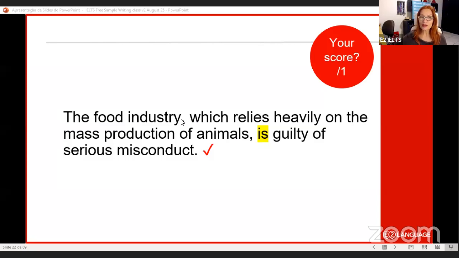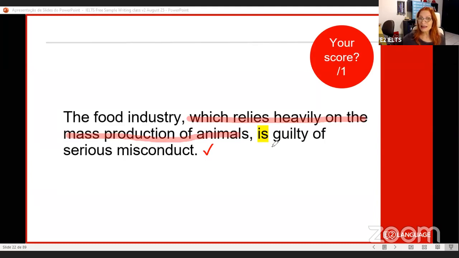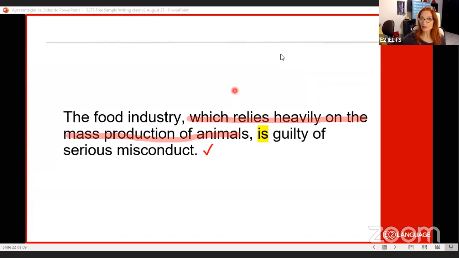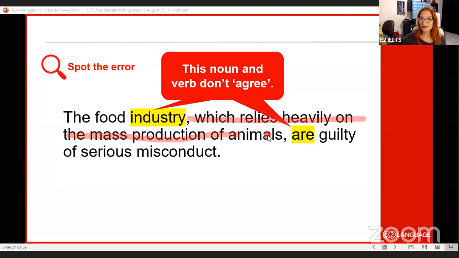So the food industry, let's suppose you eliminate this sentence. The secret of the non-defining clause is that if you eliminate this sentence and you continue reading, the food industry is guilty of serious misconduct. In the previous sentence, it had a plural form. So if you say the food industry are, this is the mistake. The verb are is not for animals.